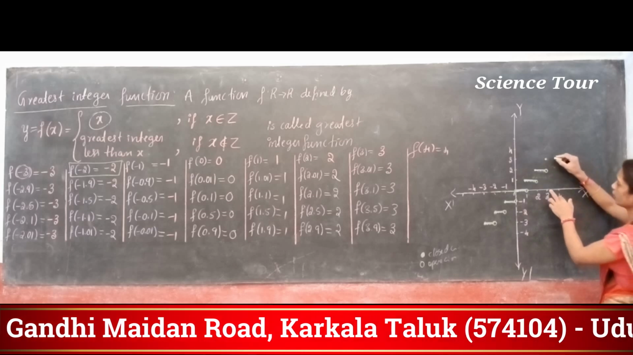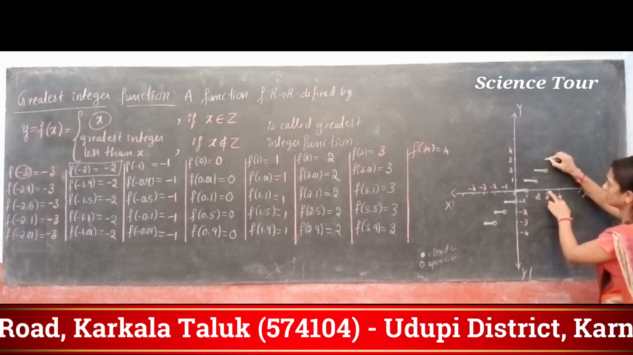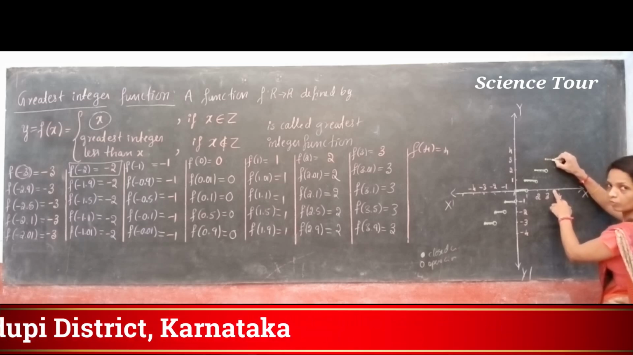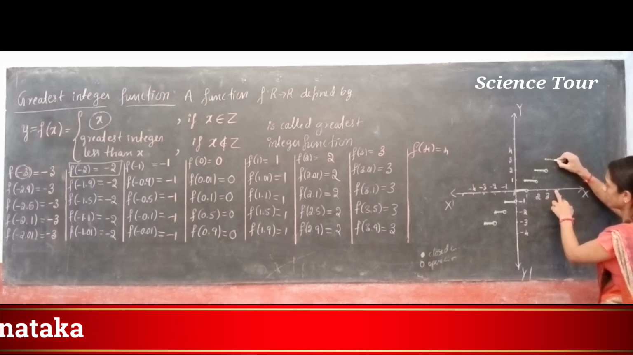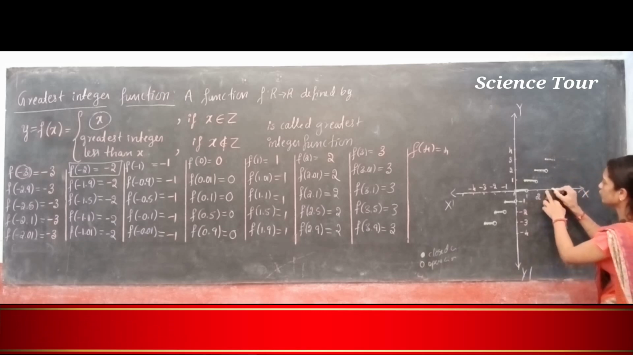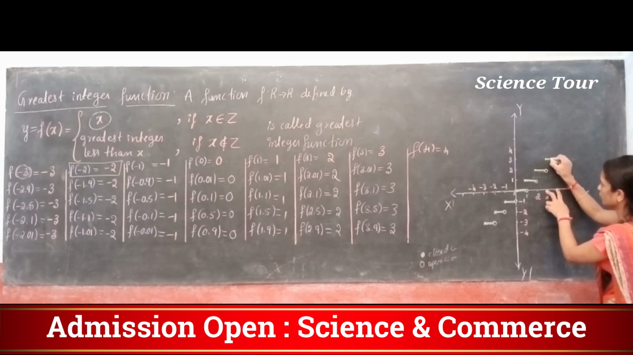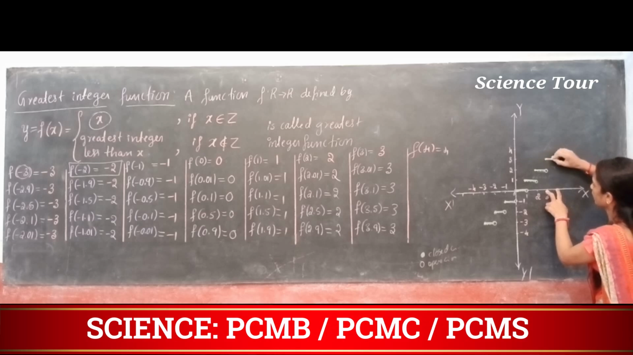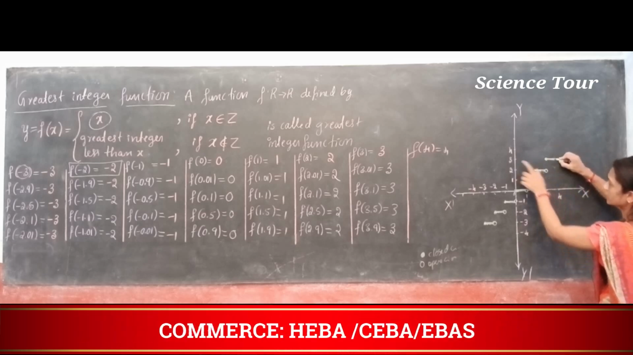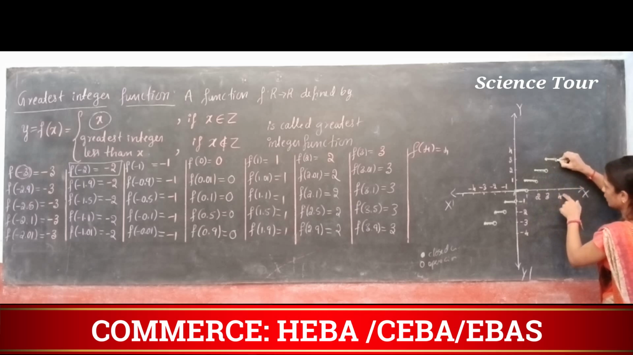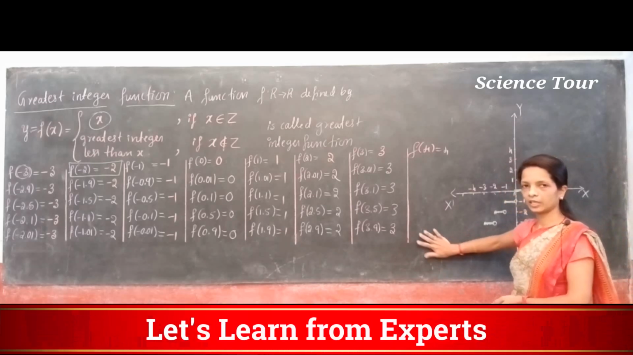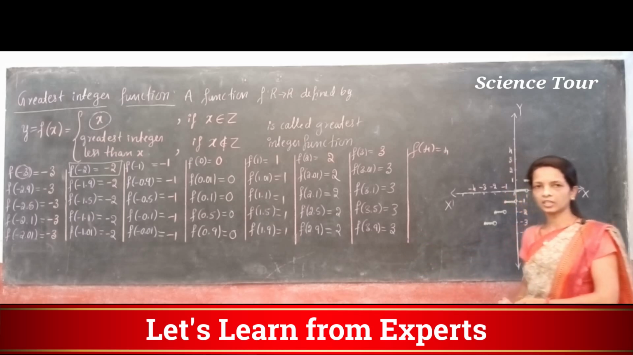Next, f of 3.01 is also 3, f of 3.1 is also 3, f of 3.5 is also 3, f of 3.9 is also 3. If you take any real number from 3 to 4, what is the image? The image is 3. So you have a graph like this, but the image of 4 is not 3. To indicate that, you have to draw an open circle at 4.